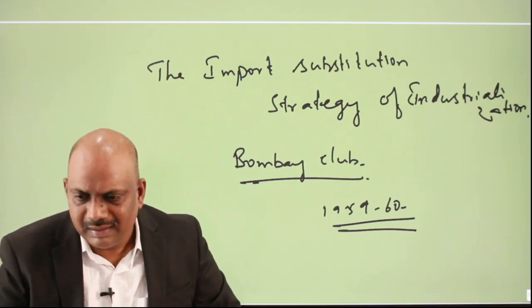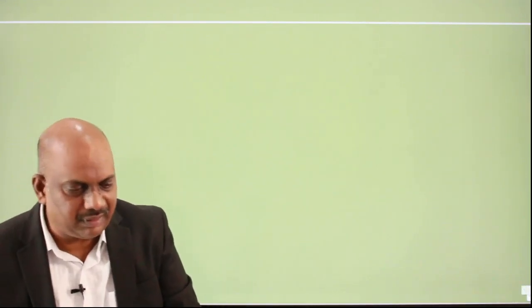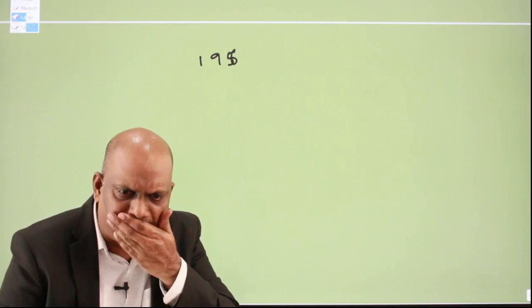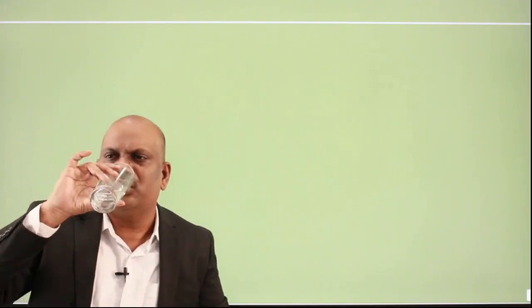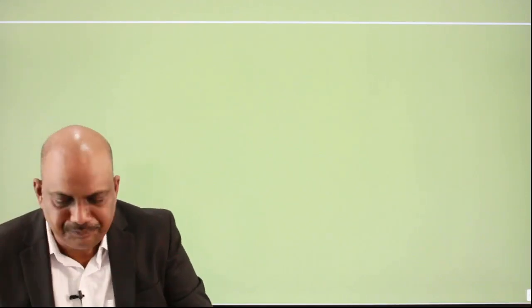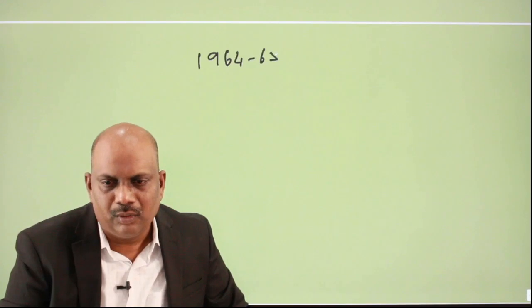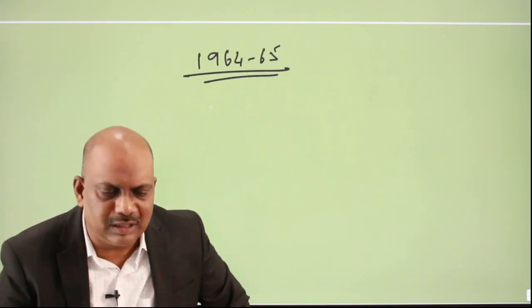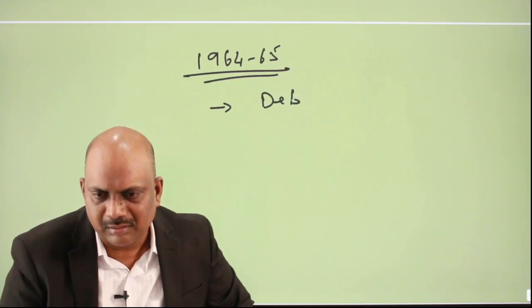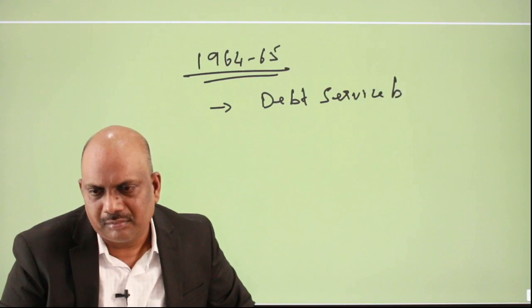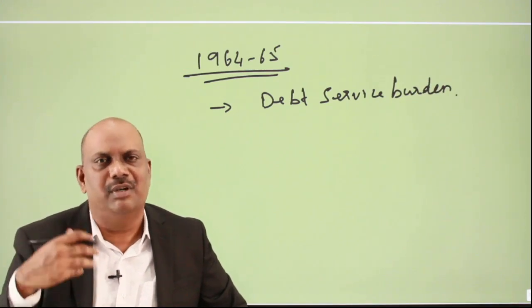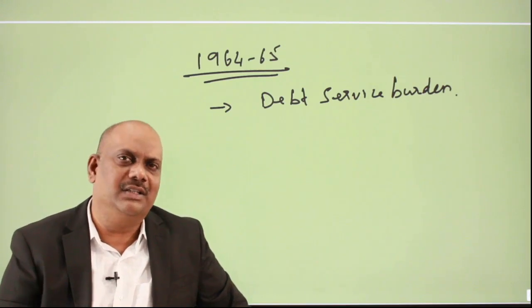But soon, within a matter of another 5 years, between 1964, once again we started facing the balance of payment crisis. Now the problem was largely because of debt service. Debt servicing means paying interest for the debts which you took, the money which you have borrowed from the IMF, the money which you have borrowed from other international financial institutions.